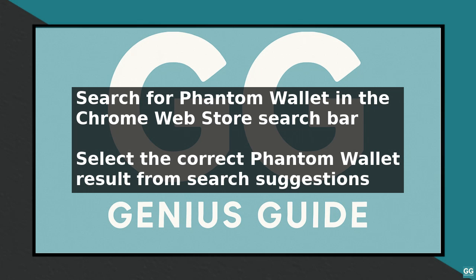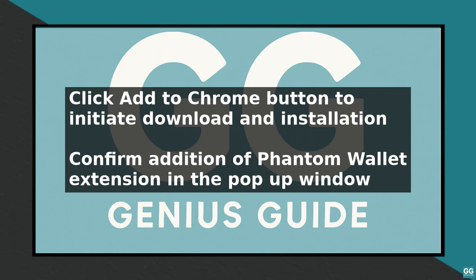Once the installation is complete, you will see a notification that the Phantom Wallet extension has been added to your Chrome browser. You can then access the Phantom Wallet by clicking on the extensions icon in the top right corner of the Chrome browser window and selecting the Phantom Wallet from the list of installed extensions.